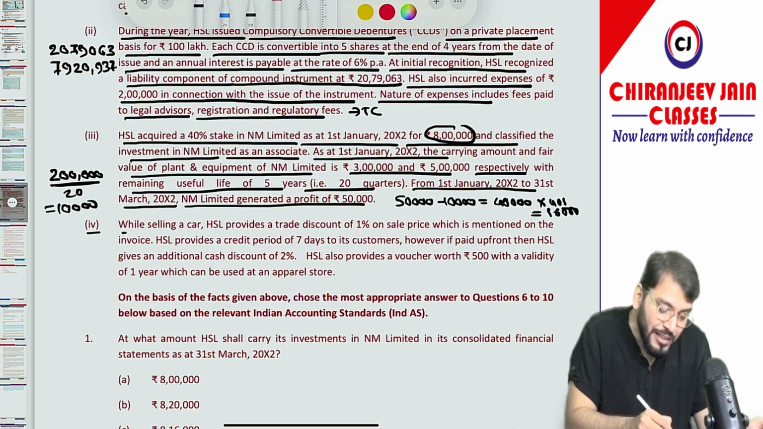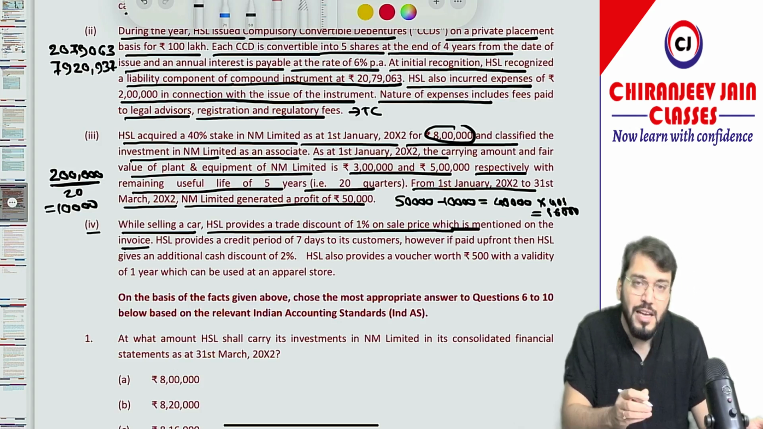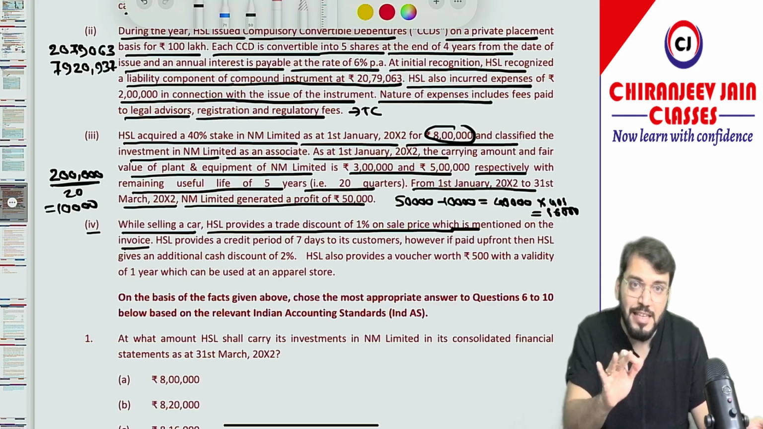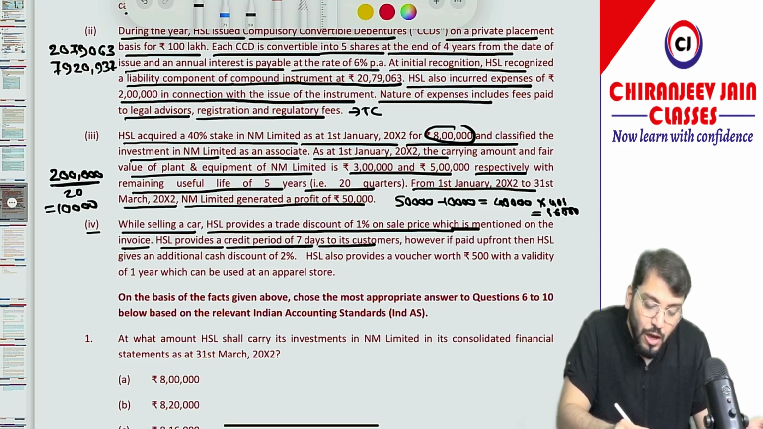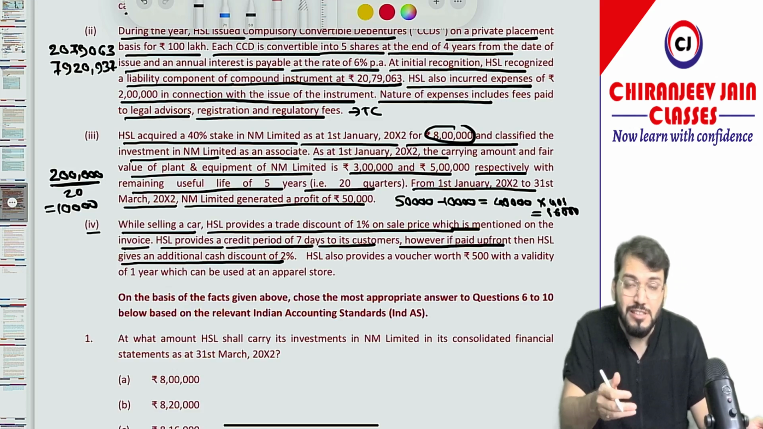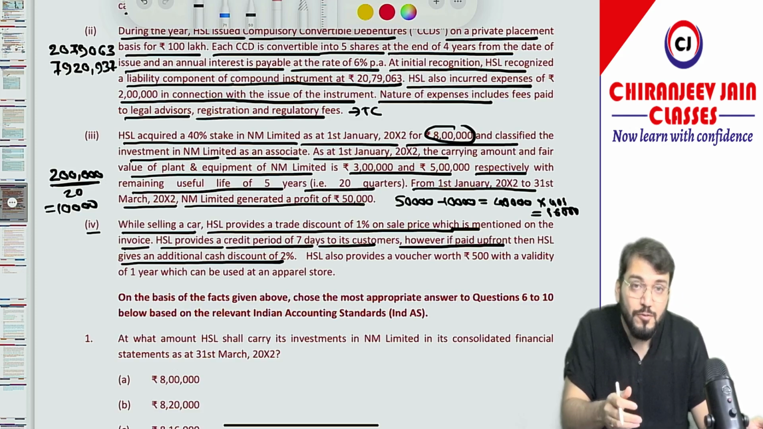Now coming to point number 4, while selling a car, HSL Limited provided trade discount of 1% on sale price, which is mentioned on the invoice. So they have provided trade discount. Trade discount will always be deducted from the transaction price as per Ind AS 115. HSL Limited also provides a credit period of 7 days to its customer. However, if he paid upfront, then HSL gives an additional cash discount of 2%. So cash discount will be given when it is paid upfront.